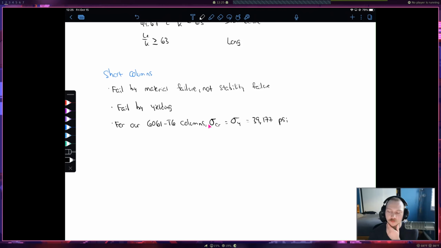So you'll see later on, we're going to draw a theoretical curve and what your experimental curve might look like. Once we get our experimental values, you'll see that the short columns actually do vary for that critical stress, but theoretically we're saying that they fail at the yield stress.